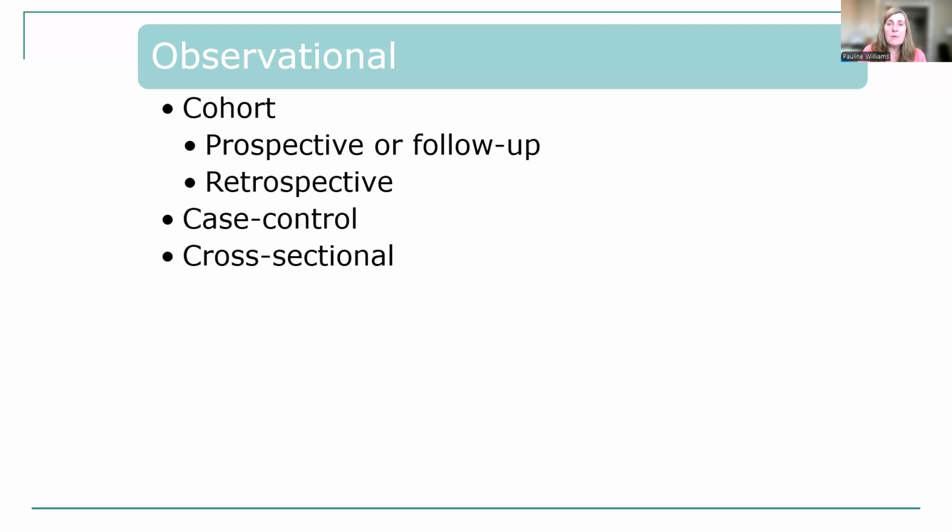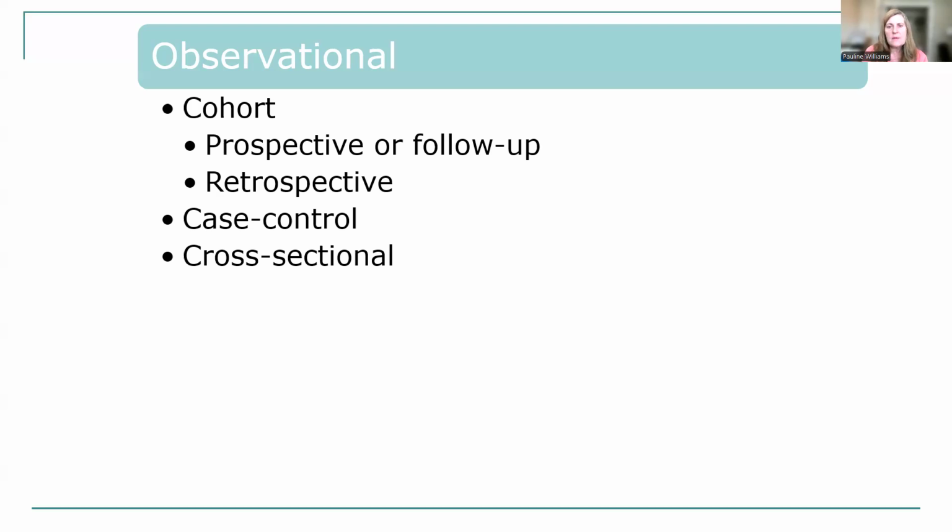Now, another type of observational study is called a case control study. And in a case control, you look at two groups of people, one with the condition you're looking at and one without. So for example, we might look at a group of people with heart disease and a group of people without heart disease, and then we can study those groups and find maybe the risks for developing heart disease.